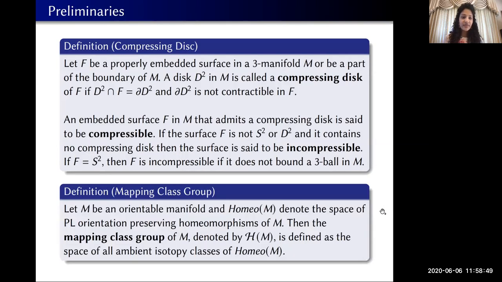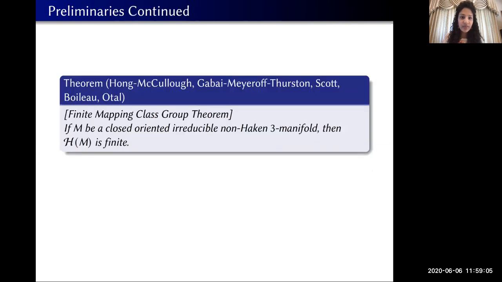Here's a definition of the mapping class group of a manifold. So the mapping class group of an orientable manifold is the space of all ambient isotopy classes of the group of PL orientation preserving homeomorphisms of the manifold. So that is the mapping class group.